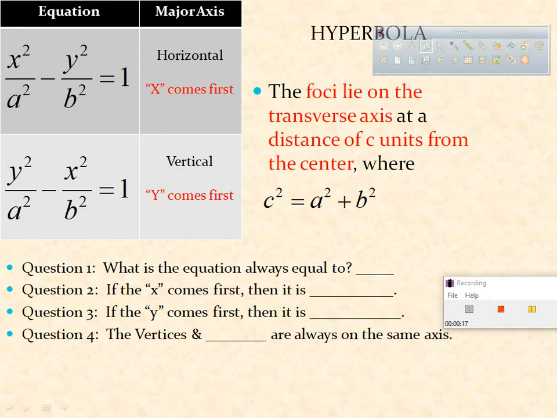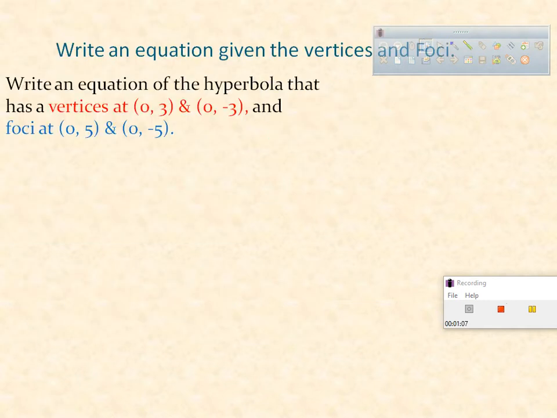That's right. Now, if the x comes first, is it horizontal or vertical? Horizontal. If the y comes first, then it's vertical. And then question 4, the vertices and the foci, there you go, vertices and the foci are always on the same axis. I always say foci, but it's really focis. All right, so go ahead and take a second and write down your first example.